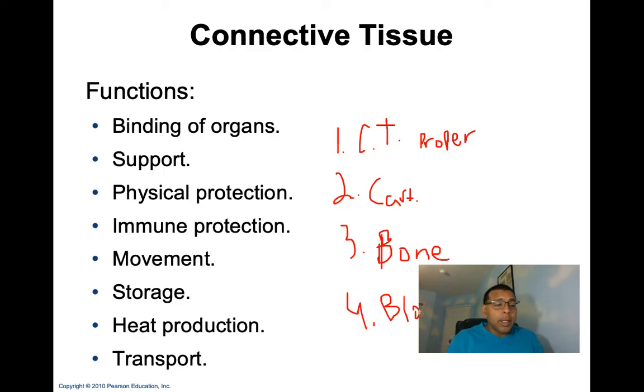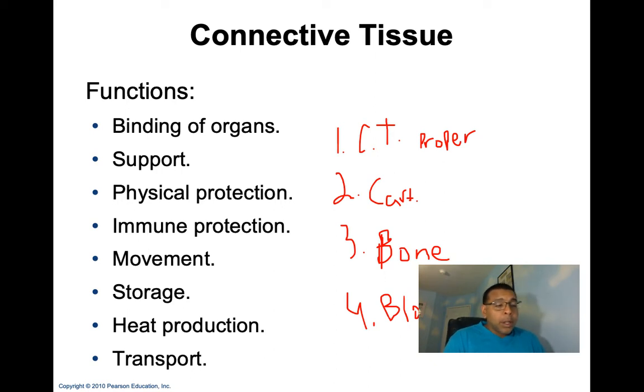Okay, so again, the main classes are connective tissue proper. When we talk connective tissue proper, this includes fat and fibrous tissue of our ligaments. And number two, we have cartilage. Then we have bone. And then fourth, we have blood.